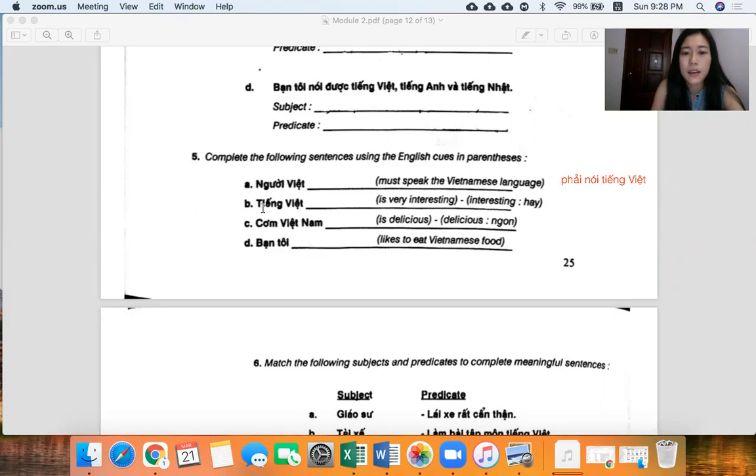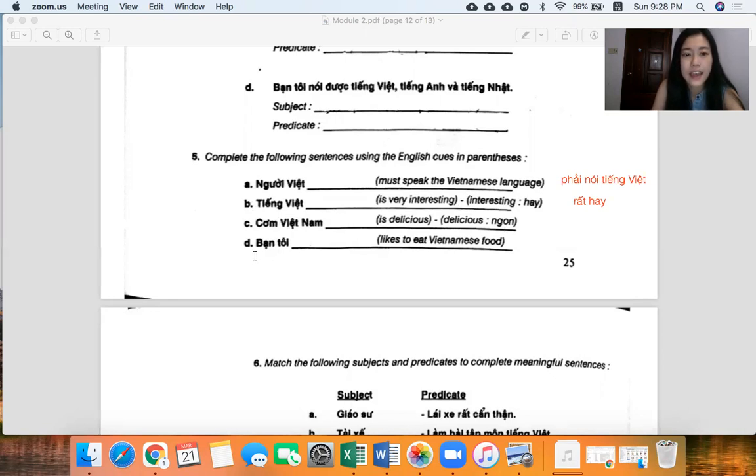B. Tiếng Việt is very interesting. Là, very rất, interesting hay. But in Vietnamese, we don't need to say to be. So the full sentence is tiếng Việt rất hay. C. Cơm Việt Nam is delicious. Cơm Việt Nam ngon.